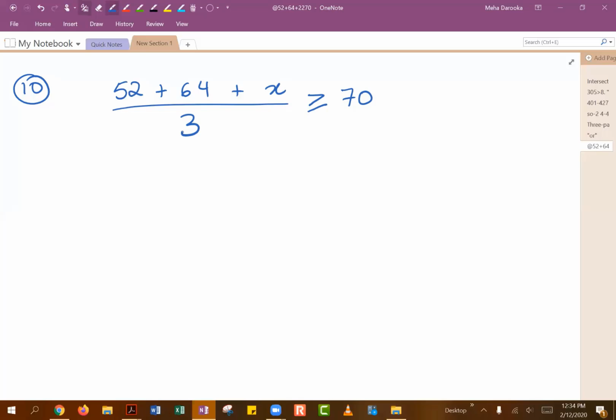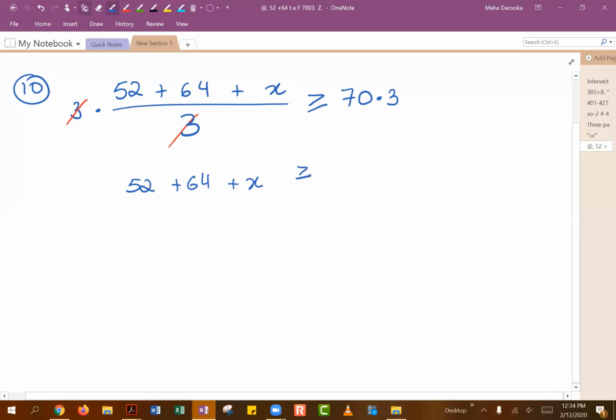So if the average was equal to 70, then X would equal 94. But since they are telling us that the average should be at least 70, which means your average could be more than 70, then it means the higher you want that average to be, the higher your score on the third test has to be, basically.